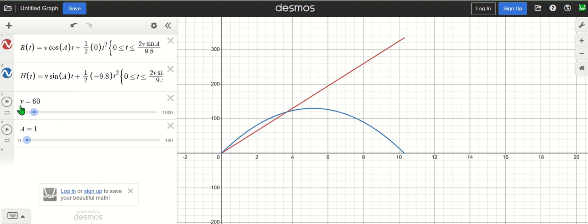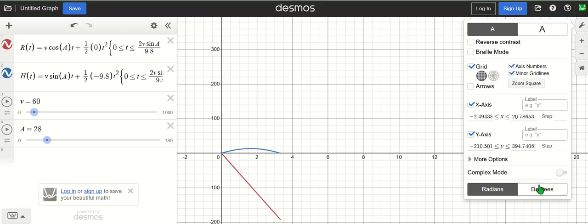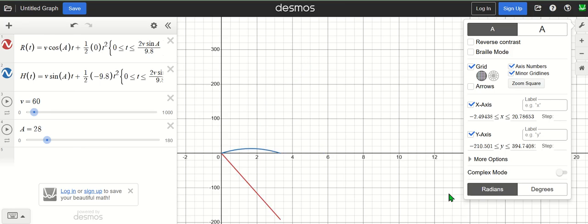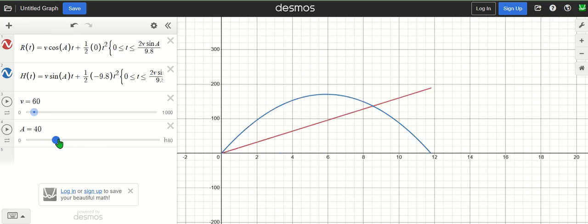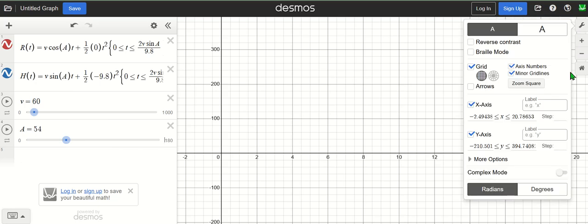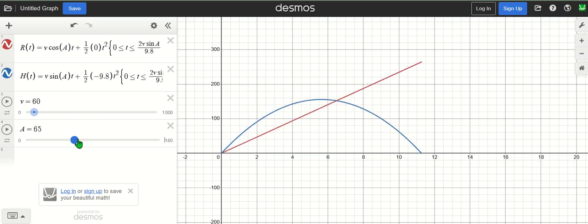Okay, so if I have a velocity of 60, I launch it at an angle of 1 degree. If I go all the way up to 90, we need to come up over here to our graph settings and make sure that it's in degrees. If we have it in radians, you'll see, like we just did, my angle as I change it kind of just jumps all over the place. So I'm going to come up to this wrench and change it to degrees. And now we can see it move smoothly.